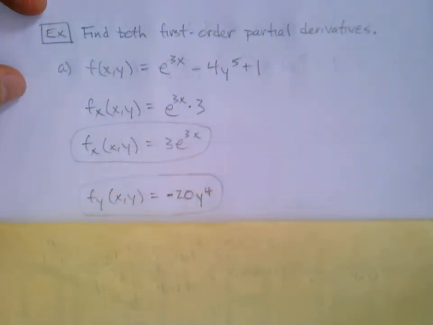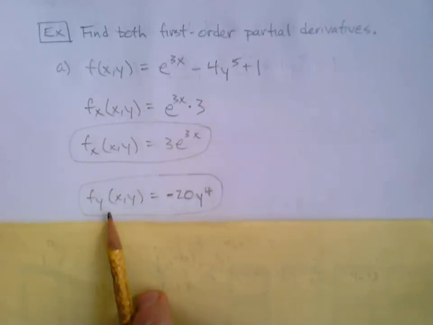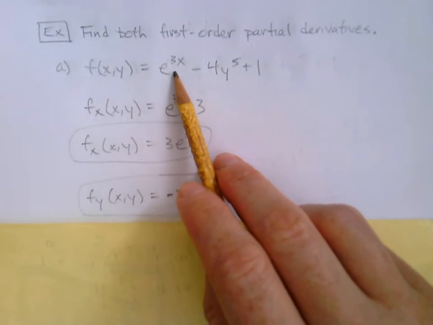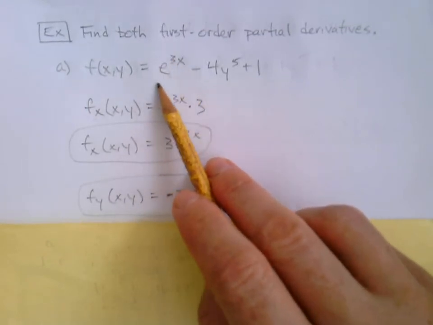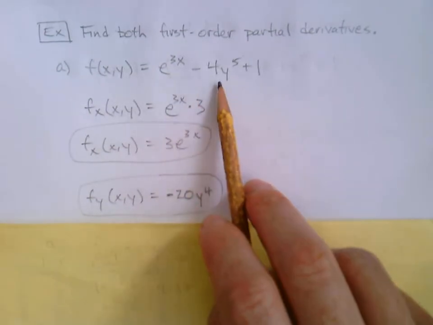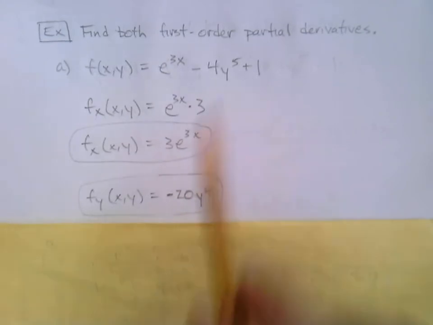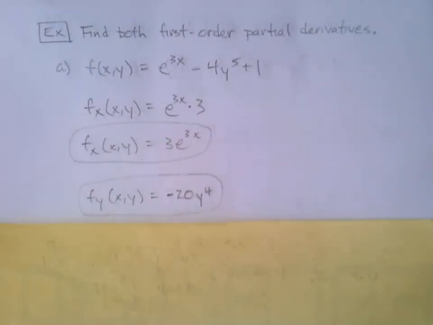Let's find the derivative with respect to y, and actually we just immediately have the answer. When we do this with respect to y, well, e to the 3x, if x is a constant, that whole thing is just a number. So that derivative is 0. We have the minus 20 y to the 4th from here, and then of course the 1 goes to 0, so there's your derivative with respect to y.